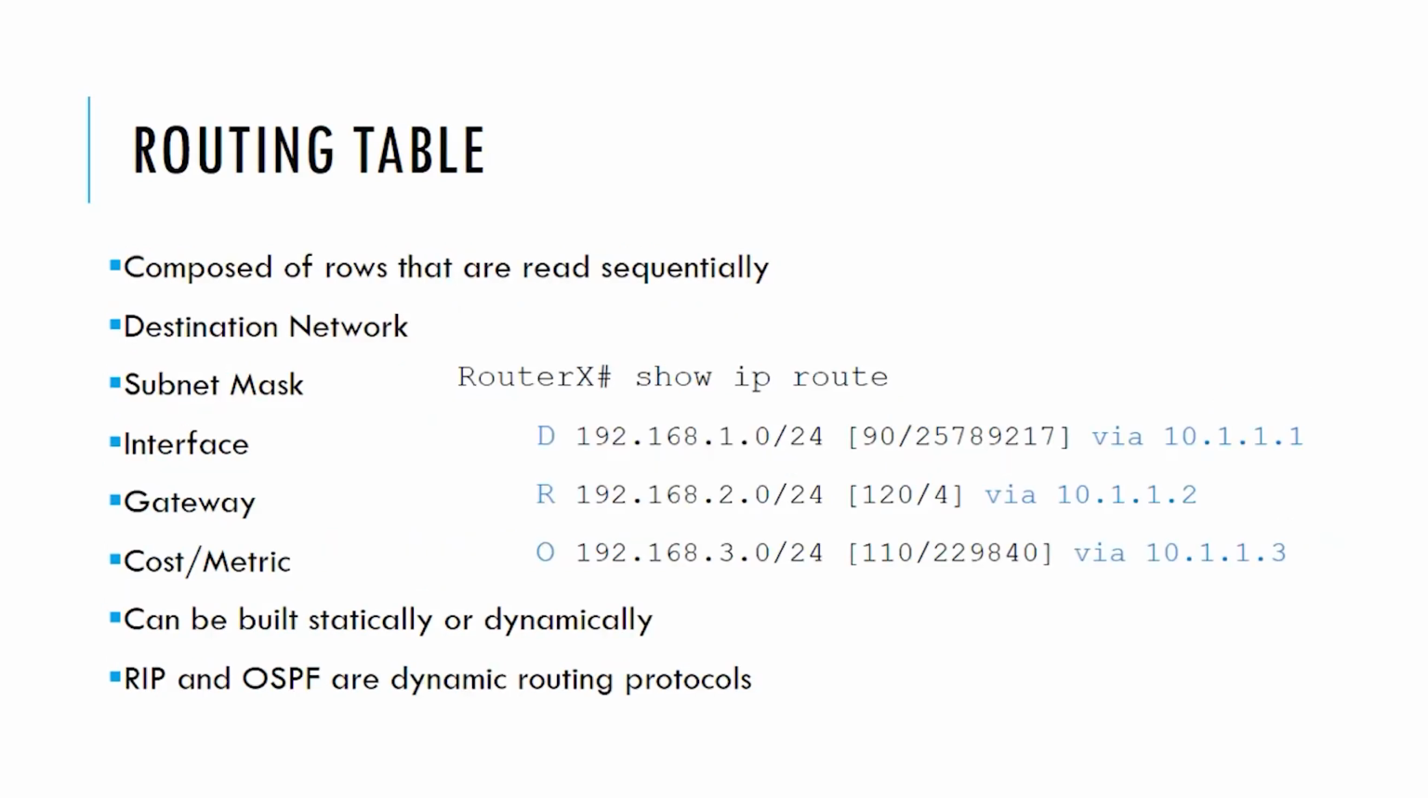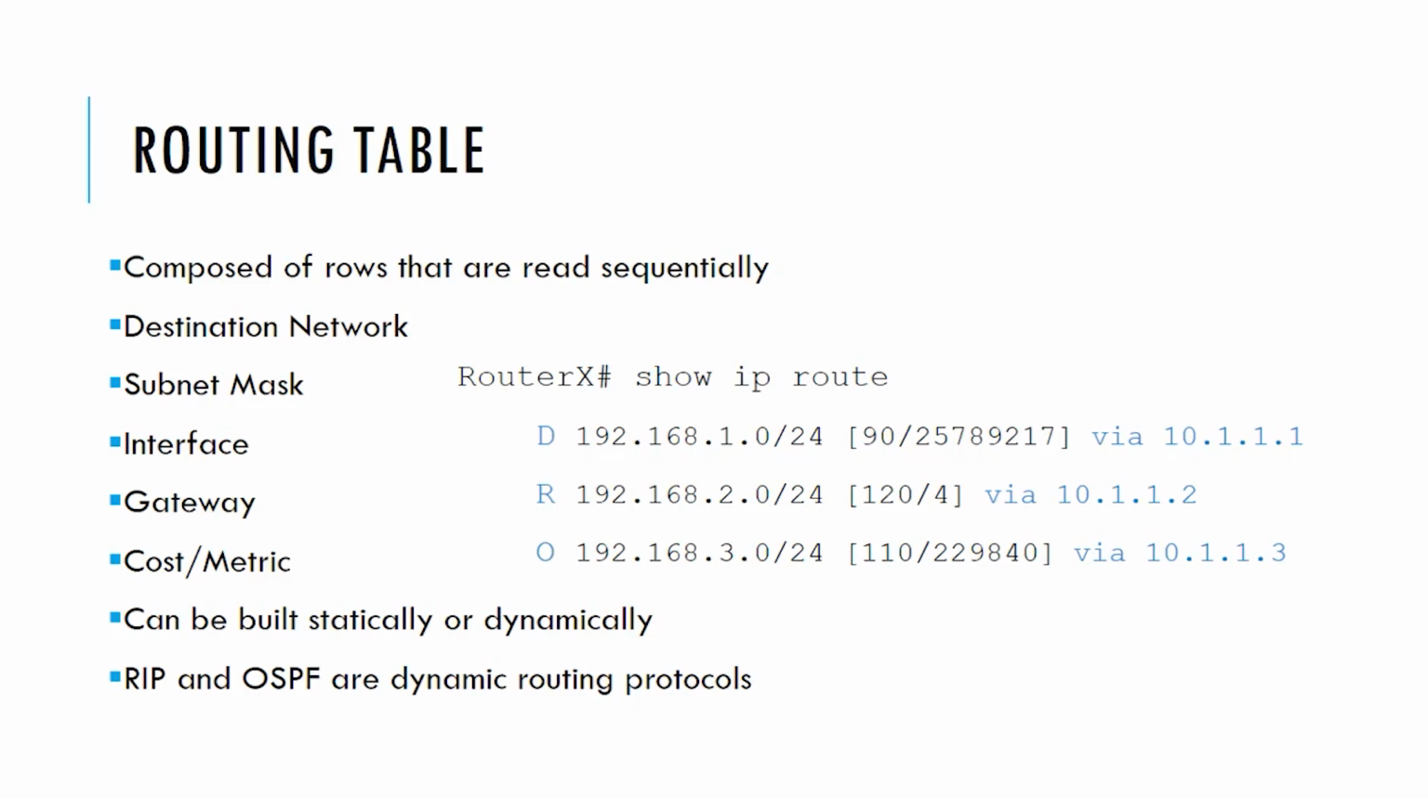What is a routing table? It's a table that is stored inside the router or layer 3 switch. If inside the router, then it is software. If it is inside the layer 3 switch, then it can be stored in a hardware form or firmware. It is composed of rows that are read sequentially. Each row is composed of several columns: a column for destination network, a column for subnet mask, a column for the interface that is connected to the router and that is used for forwarding the packet, a column for the gateway.